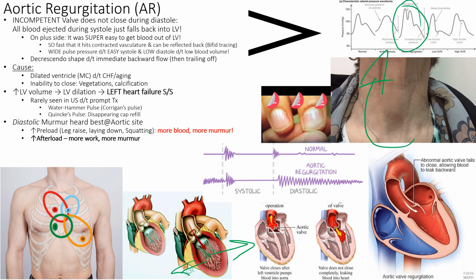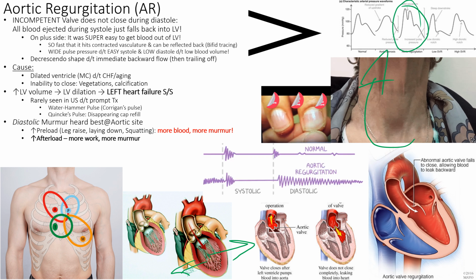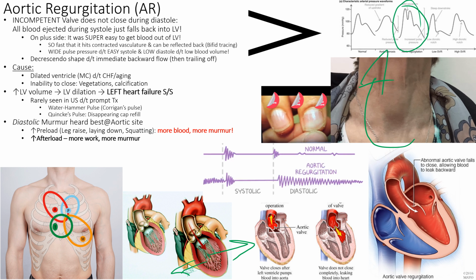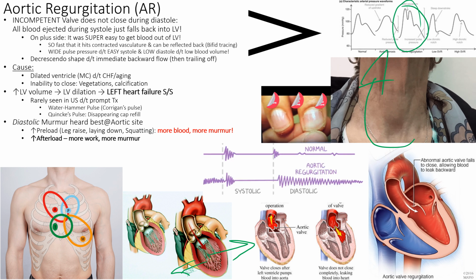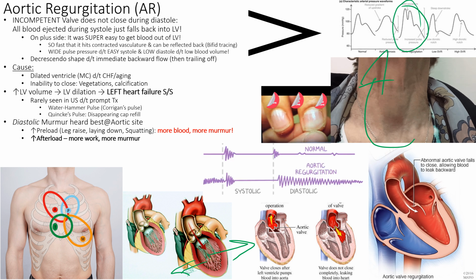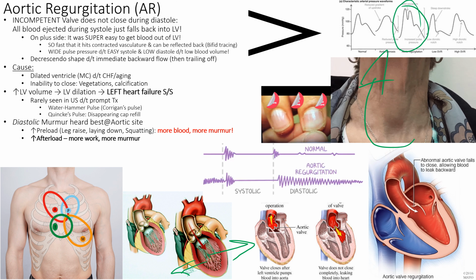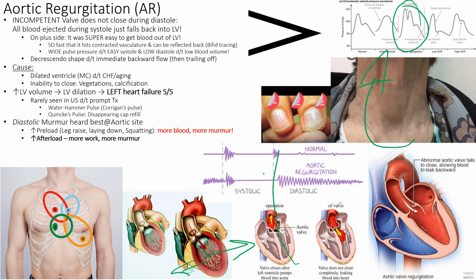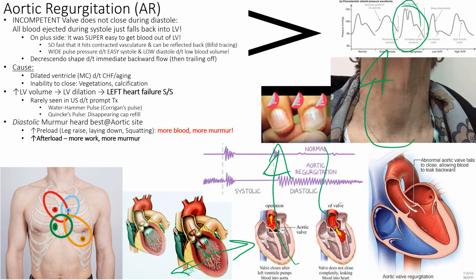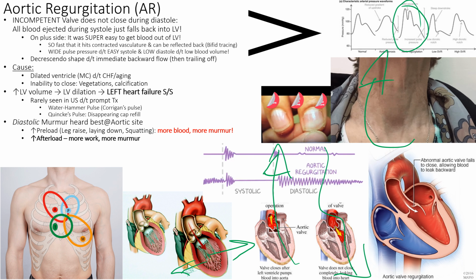It's going to be during systole, all the blood's going to go all the way out. There's no resistance at all, right? All that blood just leaves the heart, and then all of that blood just falls right back into the left ventricle, right? So all the blood just leaves during systole, and all the blood just falls right back down during diastole. And should that blood fall through diastole and through the aortic valve? No. So that's called a diastolic murmur.